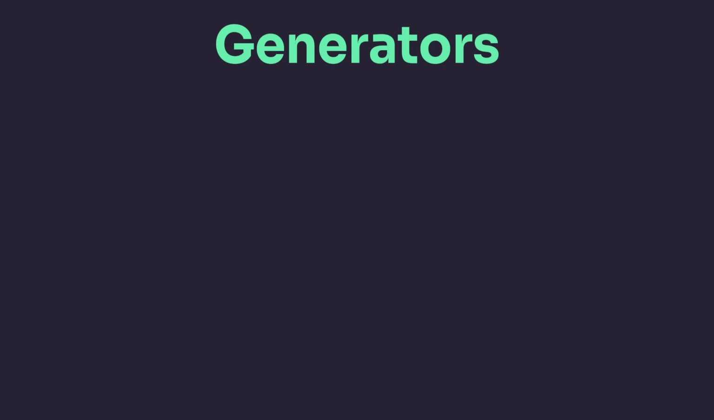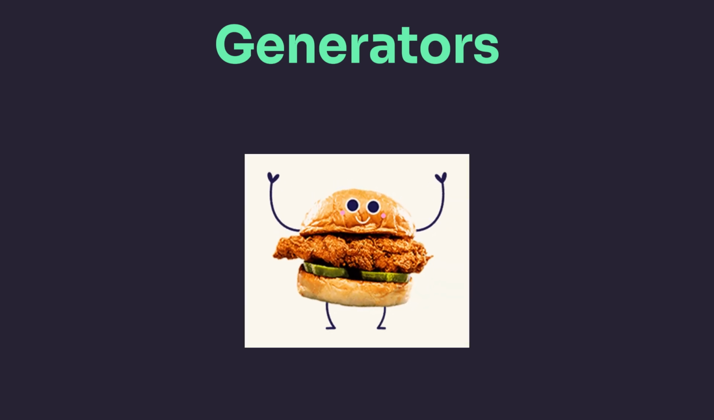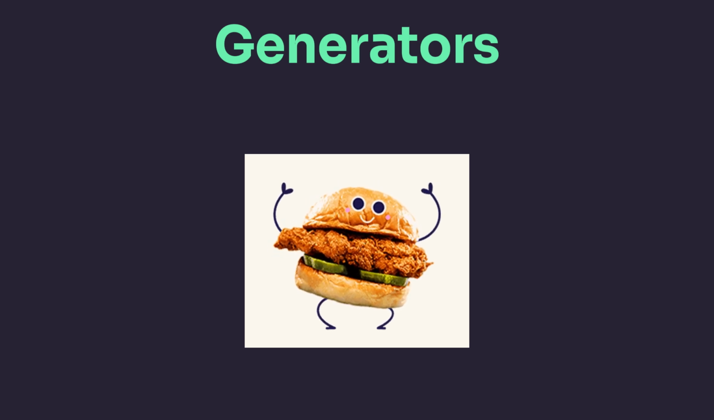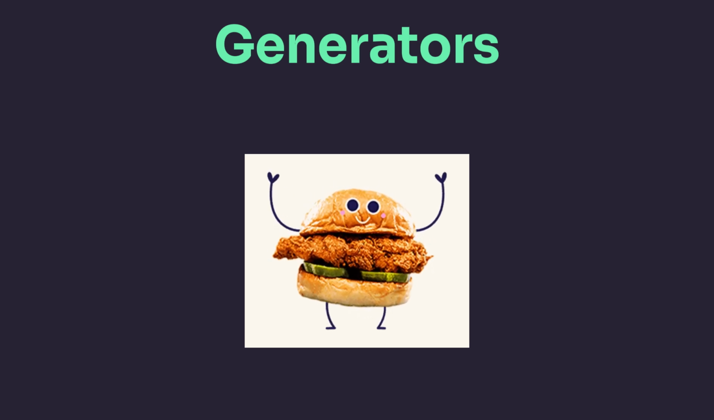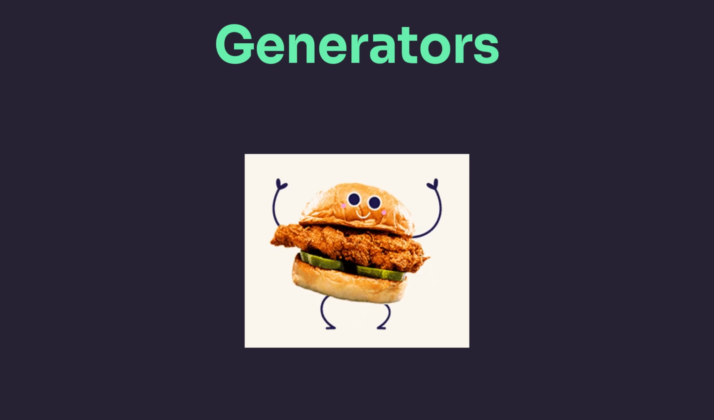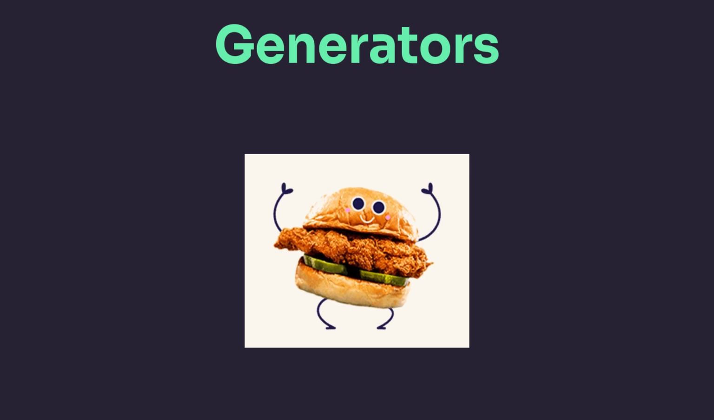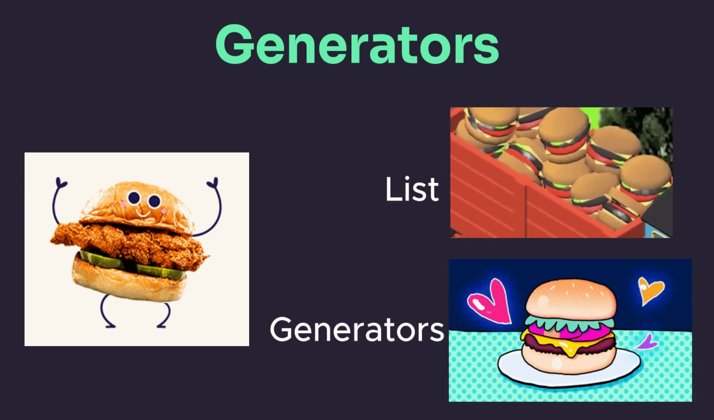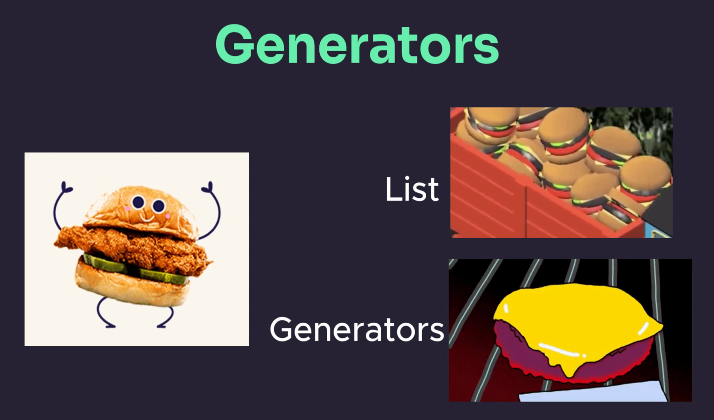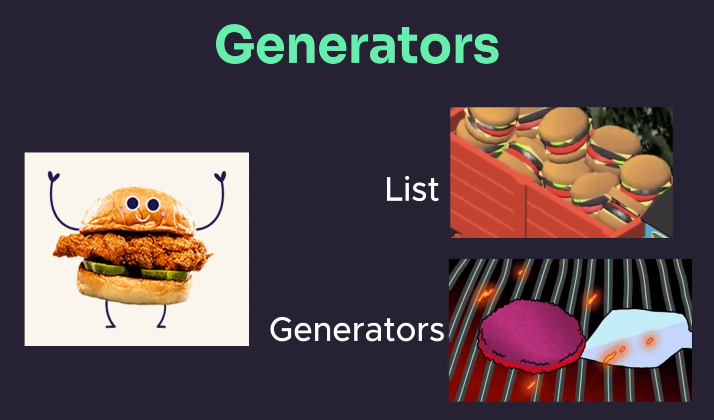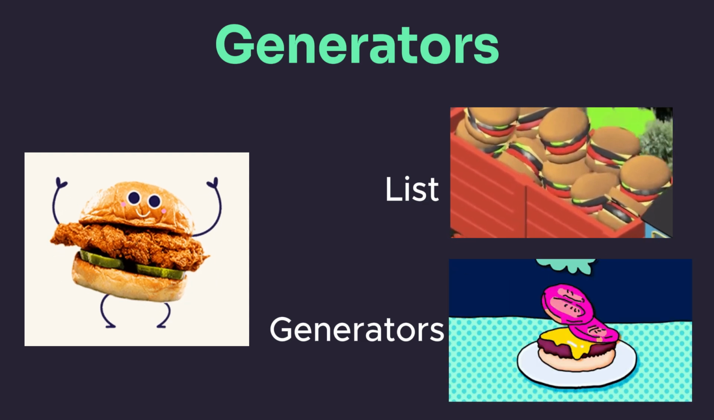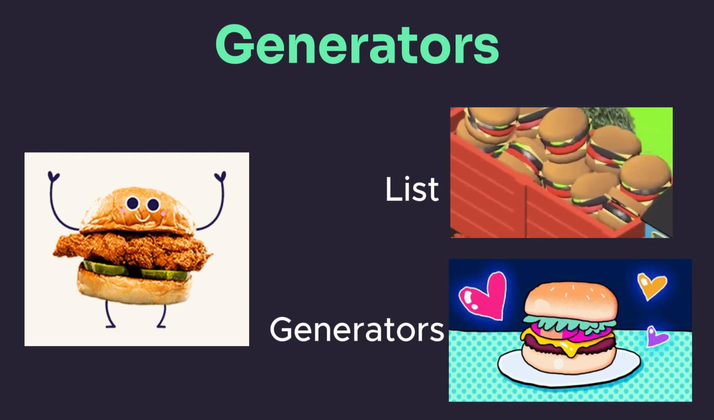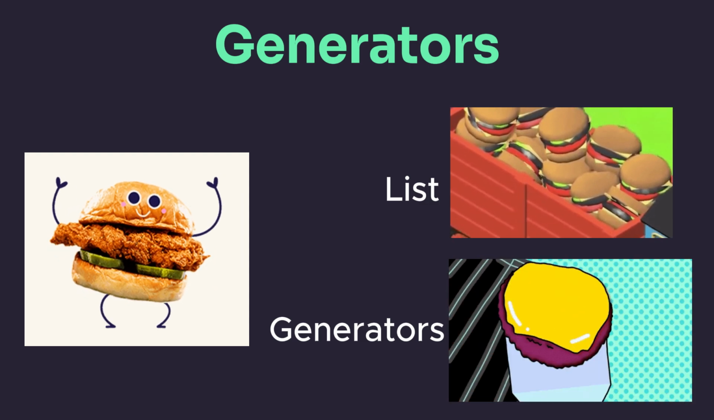For example, imagine you run a burger shop and sell around 1,000 burgers per day. You have two options. The first option is to make all 1,000 burgers before opening the shop. The second option is to buy the ingredients and make fresh burgers whenever a customer arrives. The first approach is similar to using a list. It's not feasible because you need space to store the burgers, and keeping them fresh is challenging. The second approach is like using a generator, making fresh burgers on demand. This analogy helps illustrate the difference between lists and generators.